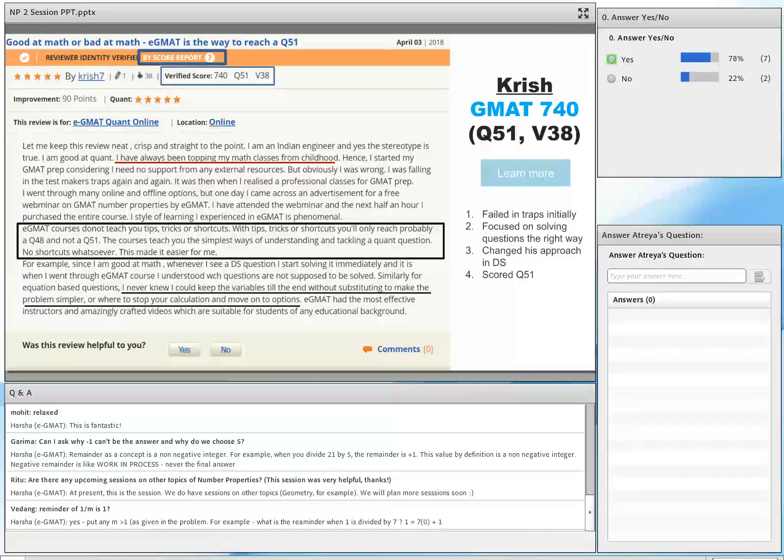He was not being able to score good. What he then did, he then focused on learning. He focused on those approaches, the application of the concepts that we teach, the unified approaches that we teach. Once he focused on solving questions the right way, and he also had some problems, so he went through that data sufficiency module. Once he got through those modules, he scored a perfect Q51.